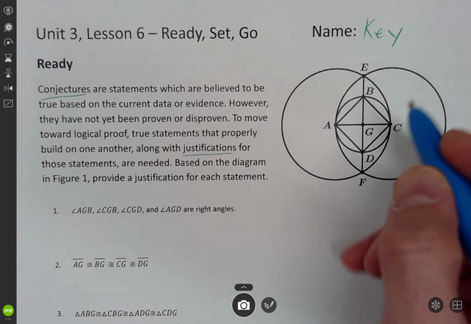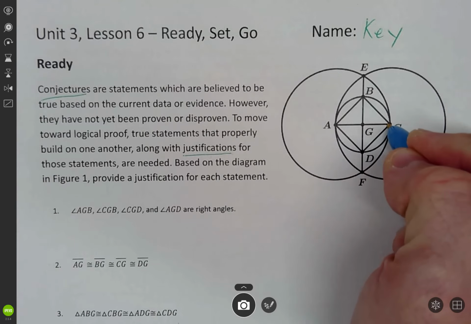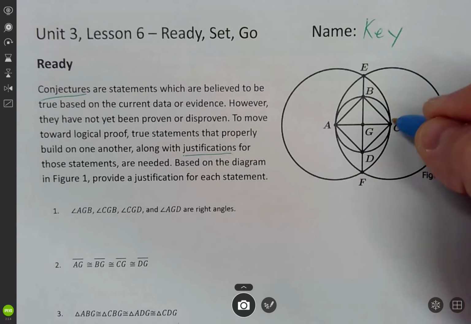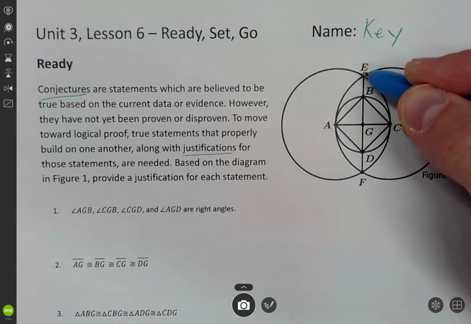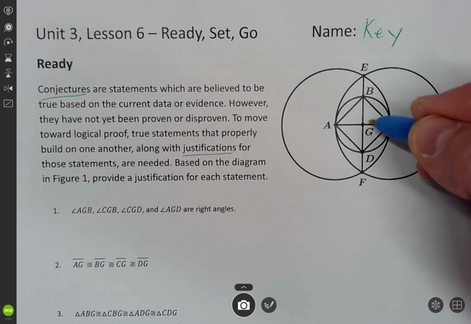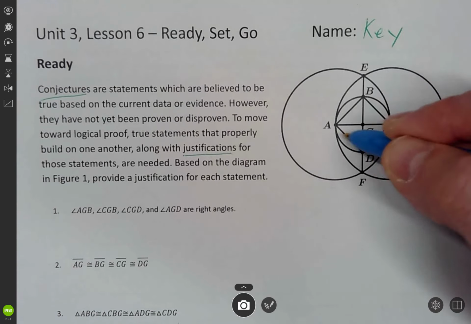Remember this figure from before? They likely started with segment AC here, and then they made a circle centered at A with radius AC, a circle centered at C with radius AC, then they dropped EF down the middle. That gave them these two, and then they could make the middle circle and connect the points.